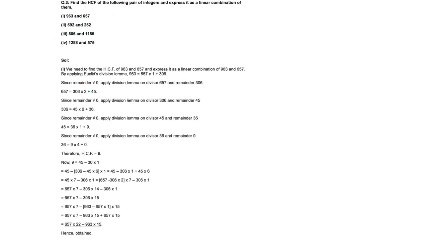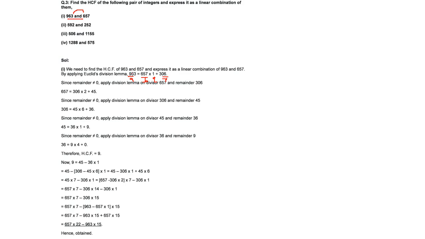We'll take an example of 963 and say 657. Okay. So I'll just show you here how this is done. Then I'll explain you how to write them in the form of linear combination. So 963 and 657, which one is bigger? 963, of course. So 963 can be written as 657 into 1 plus 306. This is your A, this is your B, this is your Q, this is your R. So this is following the Euclid's division lemma.